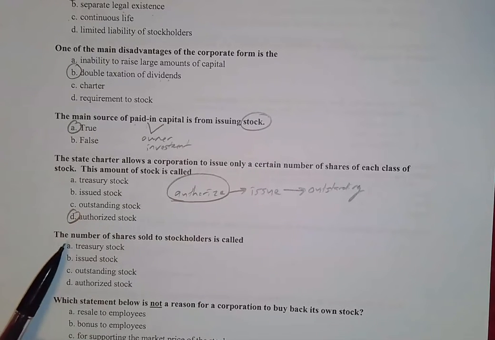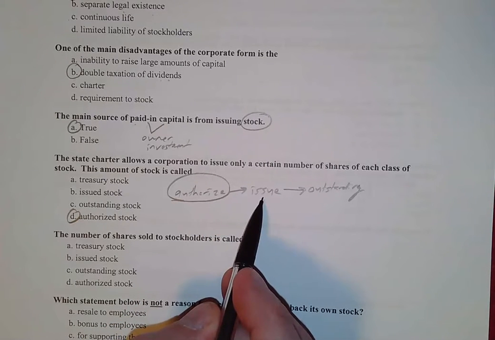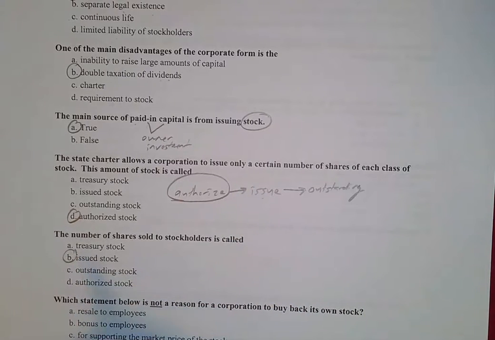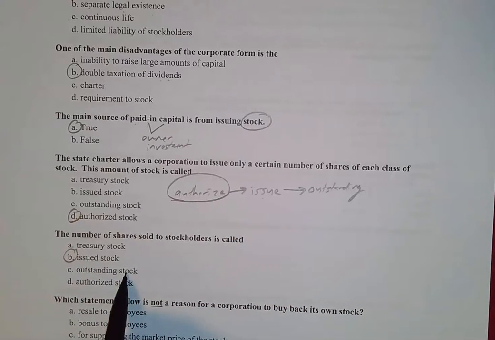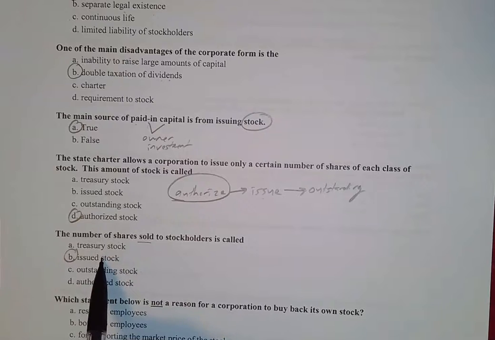All right, and then the last question for this video is going to be the number of shares sold to stockholders is called, well, we authorize stock, then we sell it to the stockholders here. So it's going to be issued stock. Just to clarify, outstanding stock is stock that is currently owned by stockholders, and we'll get to the PowerPoint video, which has how we get to the difference between issued stock and outstanding stock. We're going to talk a little bit later about how that difference occurs. But for now, we're only concerned about the number of shares sold, and that is stock issued.